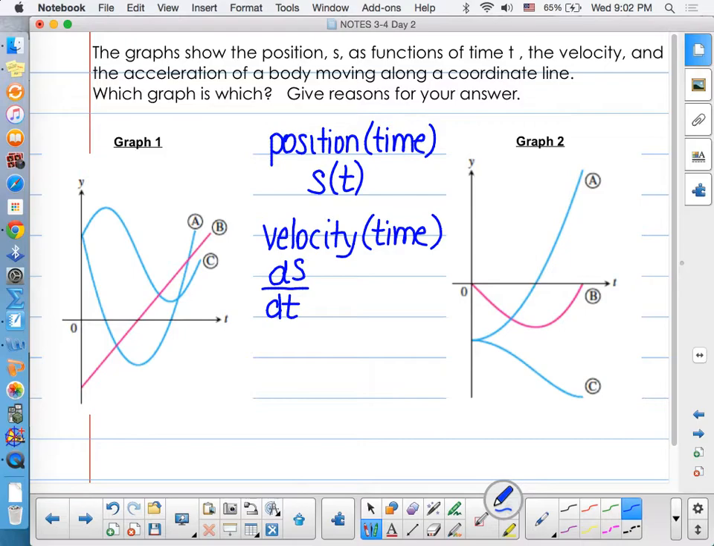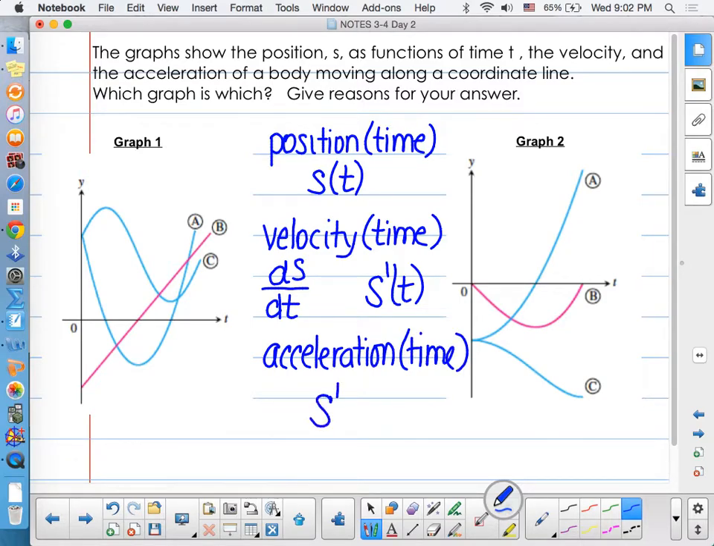And that derivative is going to be then your s prime of t function, your velocity function. And then your acceleration function is also a function of time, which is going to be the derivative of your velocity function. So that's going to be the second derivative.